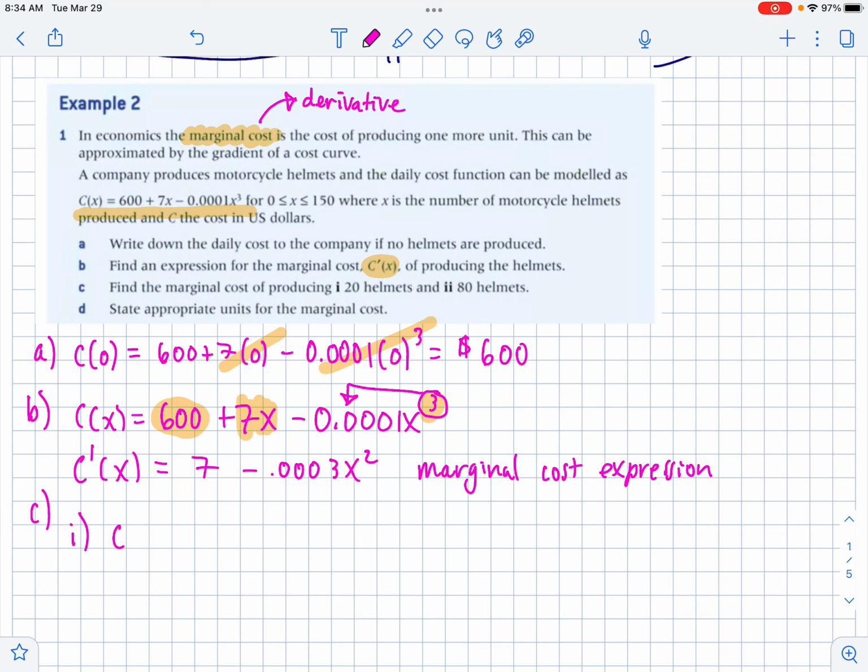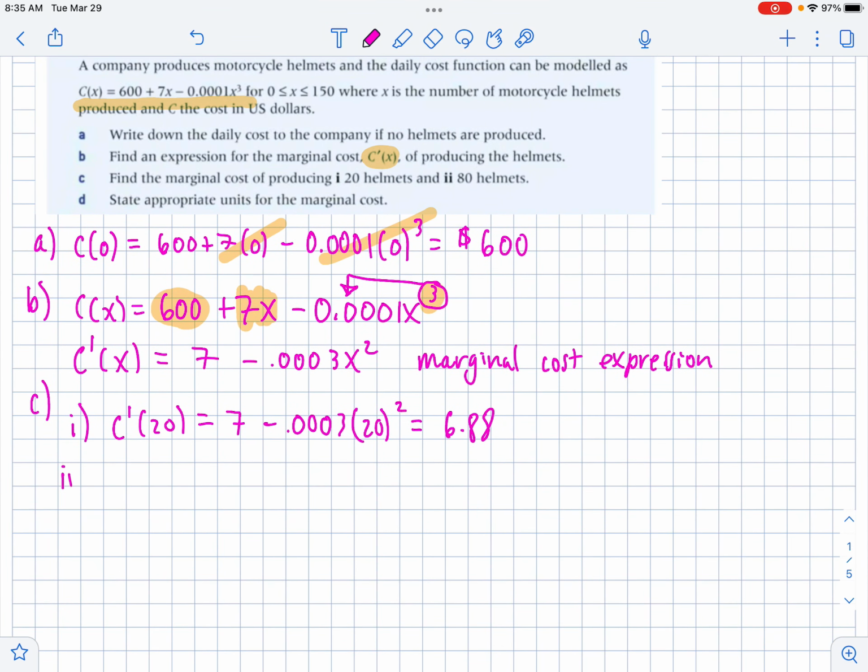Part C, find the marginal cost of producing 20 helmets and 80 helmets. So the first part, we'll do C prime of 20. When you plug it into this equation, you get 7 minus 0.0003 times 20 squared, which is 6.88. For the second part, you're going to put 80 into the derivative, which is 7 take away 0.0003 times 80 squared, which is 5.08.